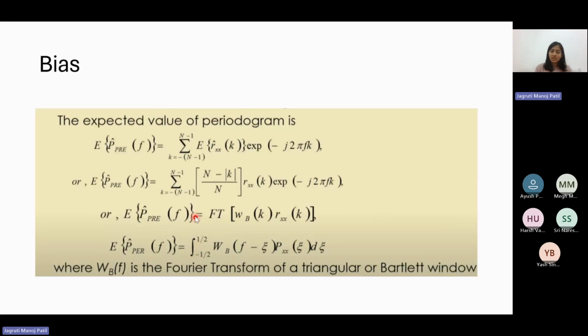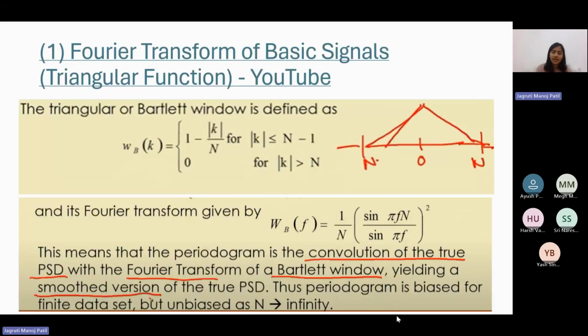So we have this particular convolution of our estimated periodogram with respect to that of our weighted window. Now they are saying that this weighted window is nothing but the Fourier transform of a rectangular, sorry, a triangular or Bartlett window. So this is something new over here.